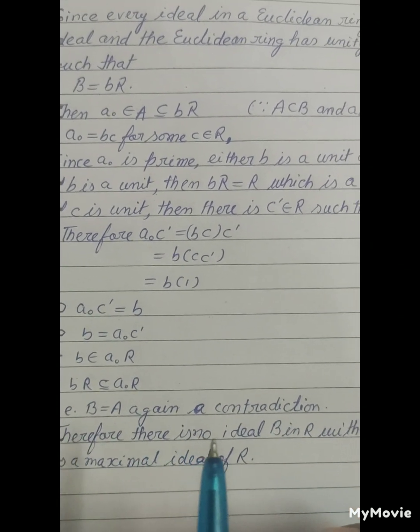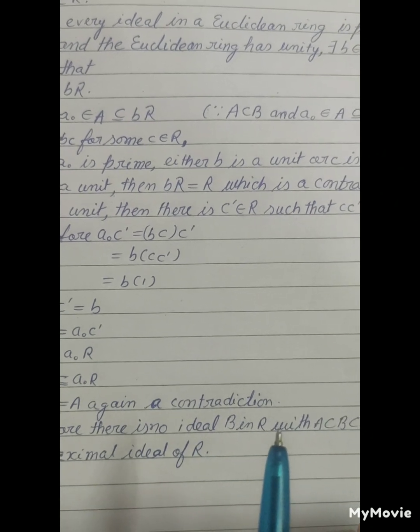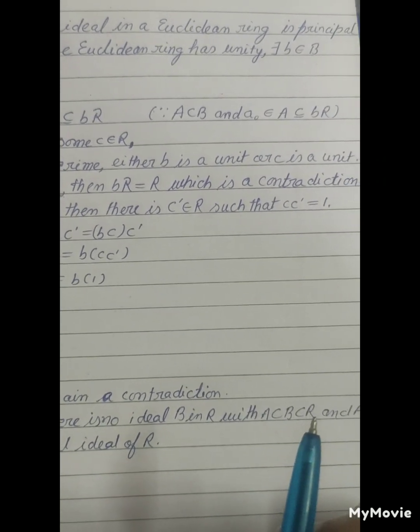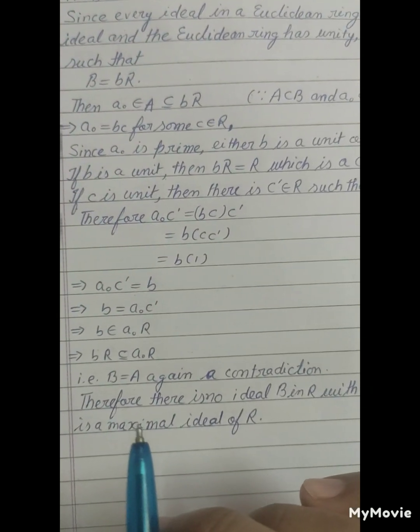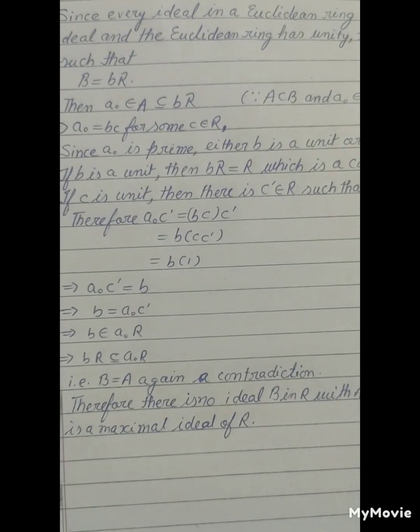Therefore there is no ideal B in R with A a proper subset of B, which is a proper subset of R, and A is a maximal ideal of R.